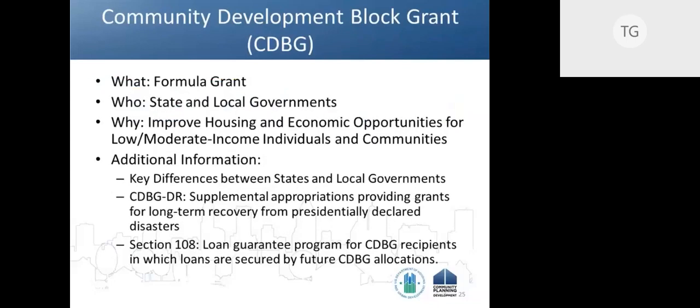Then we have the Community Development Block Grant Program, which many of you are familiar with, that those funds are distributed to state and local governments for the improvement of housing and economic opportunities for low and moderate income individuals. There's a big difference between state and local governments in the program. The key differences, basically, states have a lot more flexibility, something we used to call maximum feasible deference. As I mentioned before, the CDBG program also has under it the CDBG Disaster Recovery Grant Program and the Section 108 Loan Program.